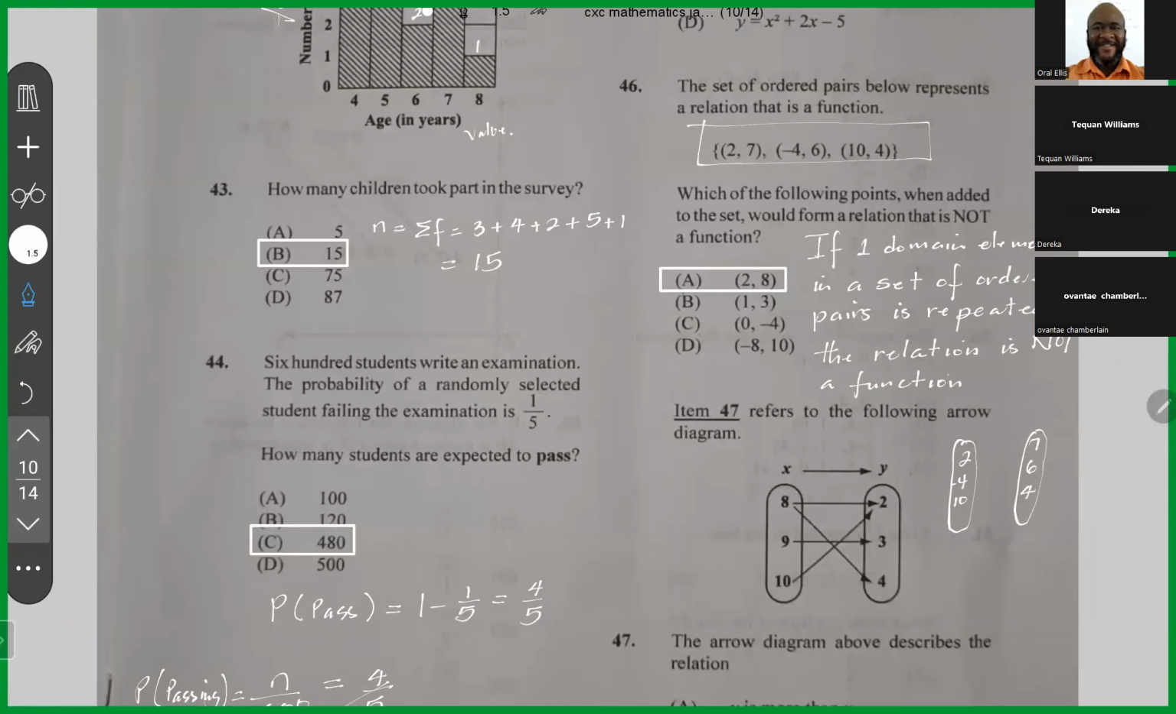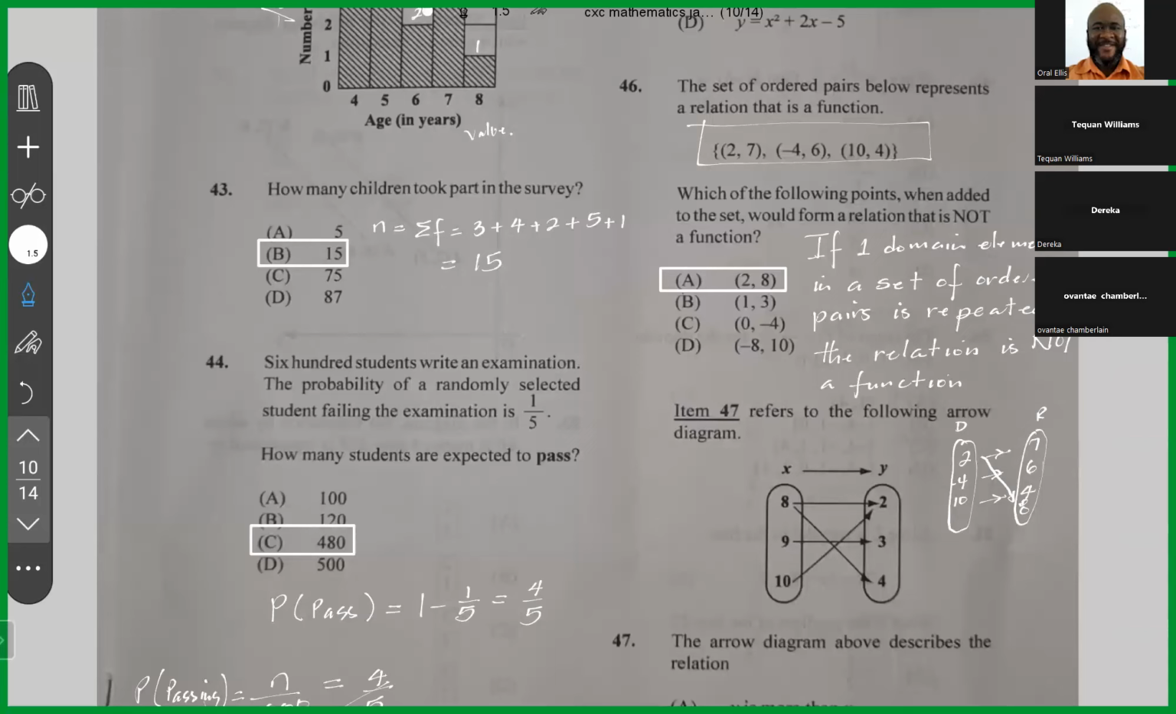Now, the point that I can't add for it to remain a function: remember, for an arrow diagram to be a function, one arrow must be leaving every element in the domain. This is the domain and this is the range. If I put in the point 2, 8, now I'm going to have what? An arrow coming from 2 going down to what? 8. So now I have 2 arrows leaving 2. If 2 arrows leave 2, the relation is no longer a function. For an arrow diagram to be an arrow diagram of a function, one arrow must be leaving every element in the domain.